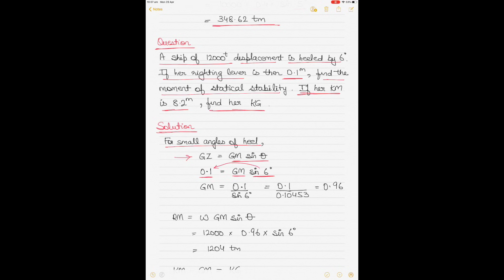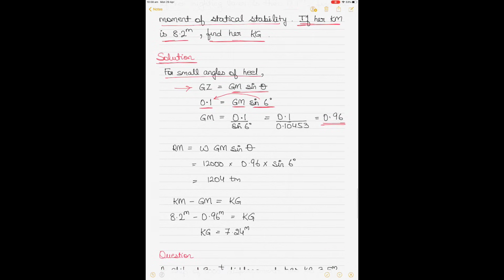Take your knowns to one side, keep your unknown to the other. GM then becomes 0.1 divided by sine 6, which is equal to 0.96. Alright, I have just stuck to 2 decimal places. GM is normally written in 2 decimal places. Once you get your GM, you have to calculate your righting moment. Righting moment equals displacement multiplied by GM multiplied by sine theta. So your displacement is 12,000, GM is 0.96 from here, and sine of 6 degrees, which gives you your righting moment of 1204 tons meter.